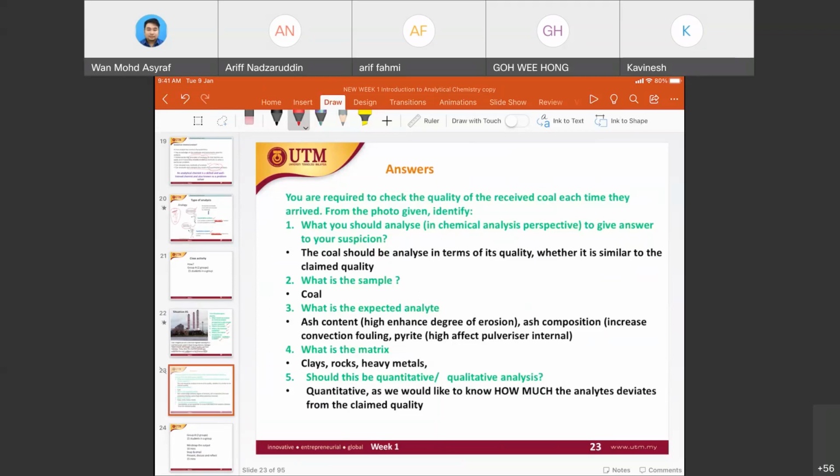So should it be a quantitative ke qualitative? As I said that mungkin sebenarnya both pun okay. Both pun ada logical reasons behind it. Okay? But in this case, we use quantitative as we would like to know how much is the analyte deviates from the claimed quality. Because this is something yang kita suspicious dekat awal tadi kan. Kita kata, kenapa kualiti berbeza? So first of all, kalau you kata you nak buat qualitative pun, in my opinion, it's okay. Because first of all, you need to determine sama ada benda tu betul ataupun tidak, sama ada benda tu coal betul ke tidak. So then you will continue with the quantitative analysis because kita nak tahu the content of it. Okay, faham tak?